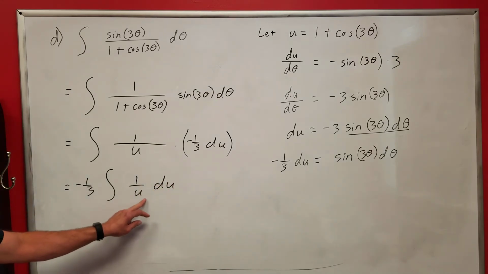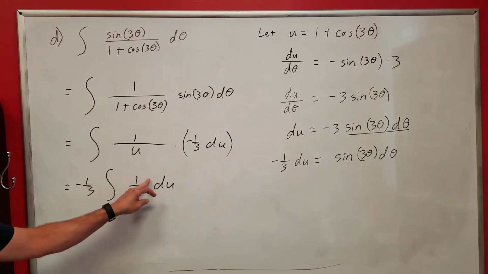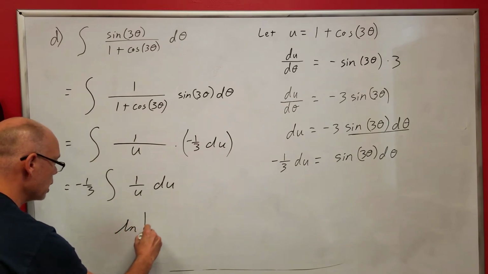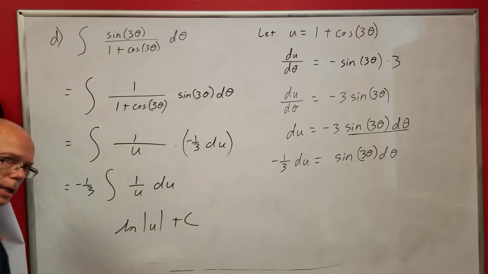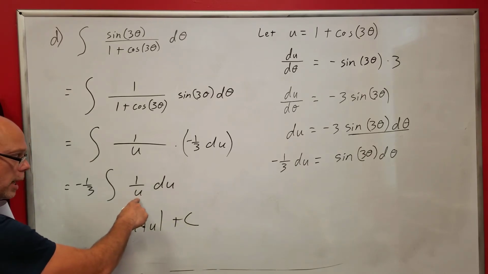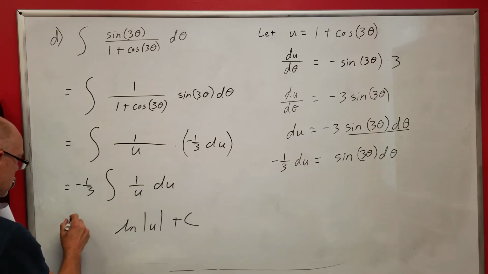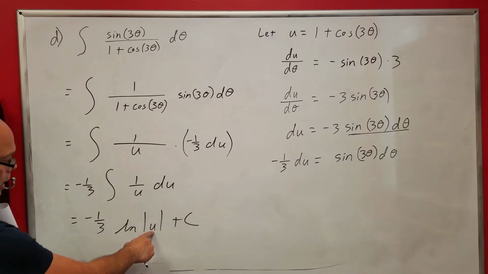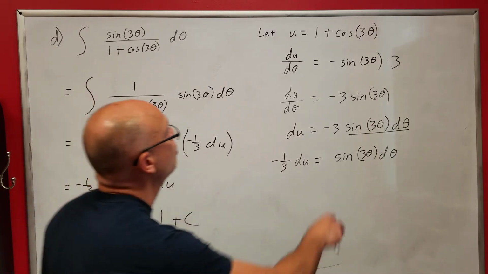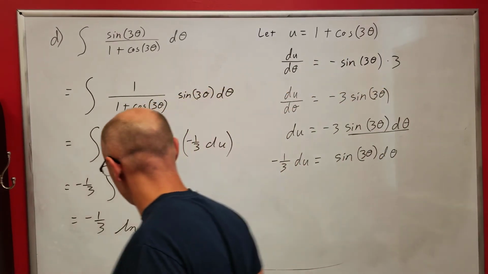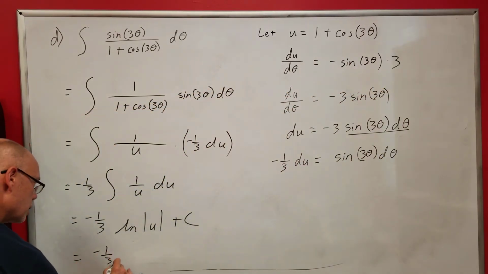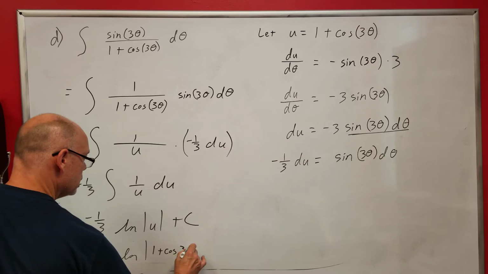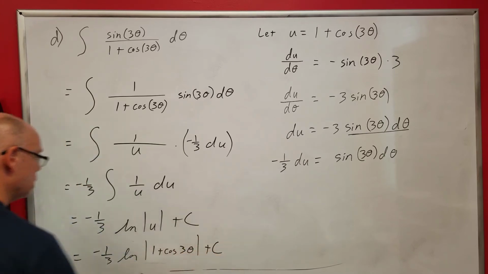Now what is this? That's actually u to the negative 1, right? I have a formula for that. What is the antiderivative of this? It's the natural log of the absolute value of u plus c, right? Just like if I have 1 over x dx. Okay, bring down your negative 1/3. Now, what do I need to do here? I need to back substitute. So what was u? 1 plus cosine of 3 theta. So I'm going to say this is negative 1/3 times the natural log of the absolute value of 1 plus the cosine of 3 theta plus c, like that.